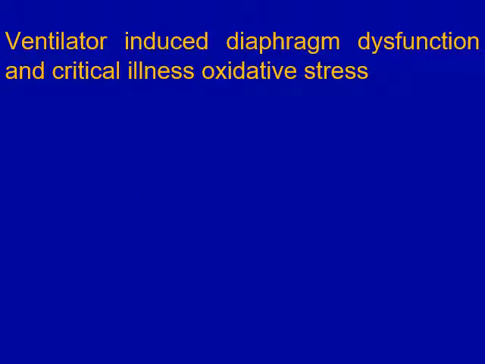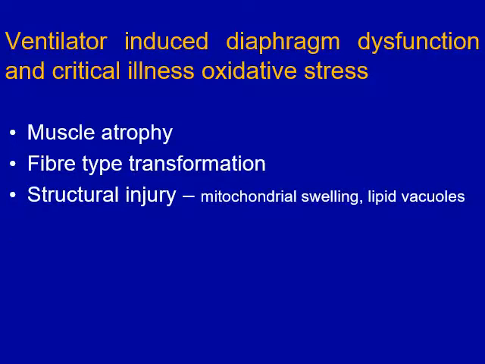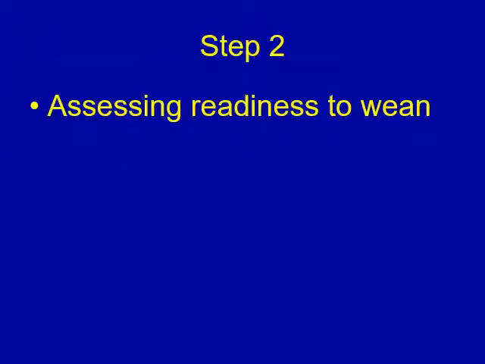Now coming to ventilator induced diaphragmatic dysfunction and critical illness oxidative stress. Here there is muscle atrophy of the diaphragm and also fiber type transformation is seen. Easily fatigued fibers are there, and there is structural injury of the diaphragmatic muscle, that is mitochondrial swelling and also lipid vacuoles are seen. All these are because of the oxidative stress, and this can be prevented to some extent with antioxidants such as vitamin C, vitamin E and also selenium.